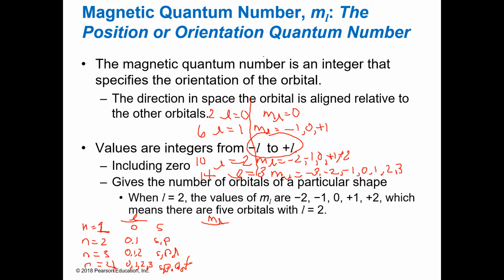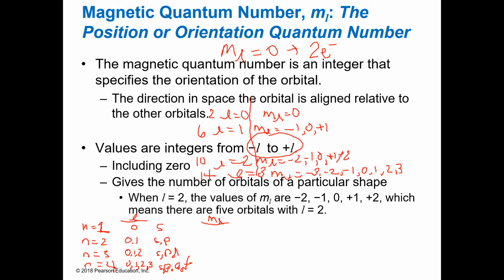Now, here's the thing. For every ML value, there only fit 2 electrons. Every orbital only fits 2 electrons. So the S subshell has 1 orbital, and there's 2 electrons in there. That gives us a total of 2. The P subshell can fit 6, so I should have 3 orbitals.